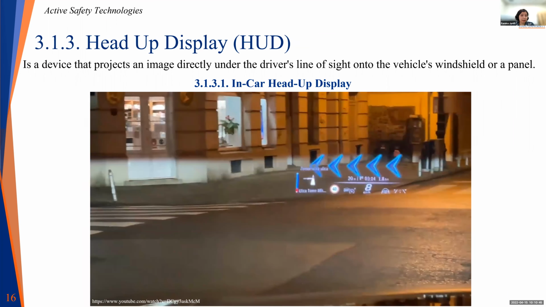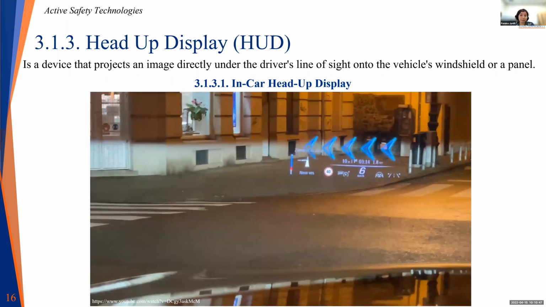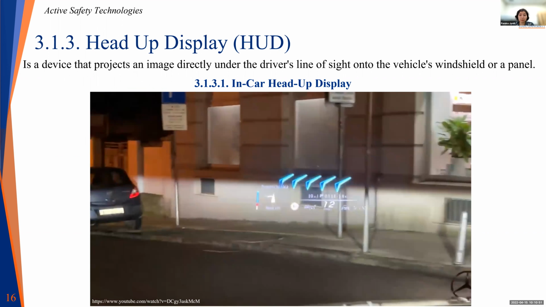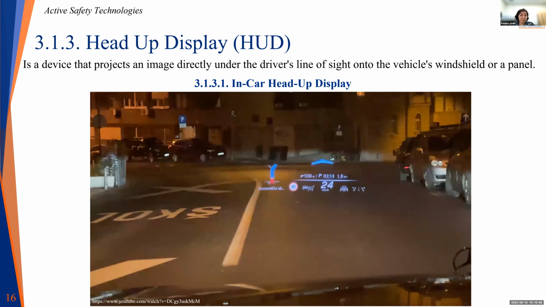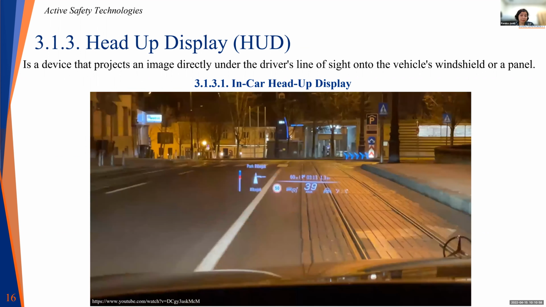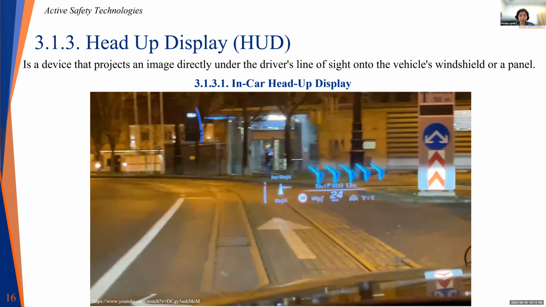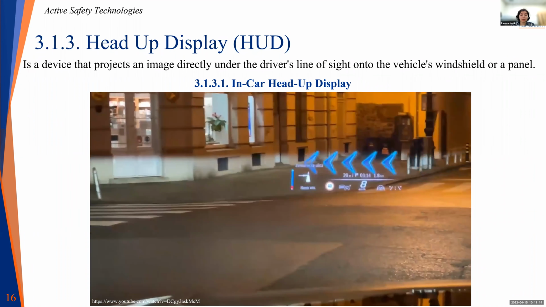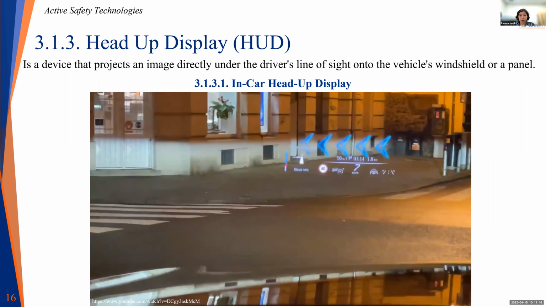The next technologies are head-up displays. We have different types of head-up display that I'm going to talk about in the next slides. Generally, a head-up display is a device that projects an image directly under the driver's line of sight onto the vehicle's windshield or a panel. So it delivers a variety of information without requiring the drivers to look away from the road.